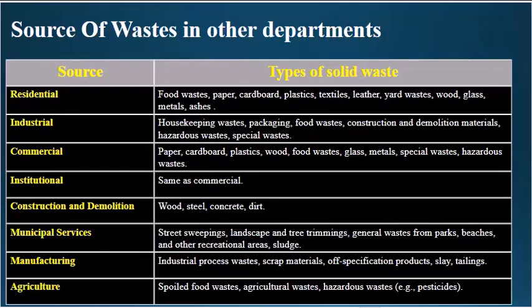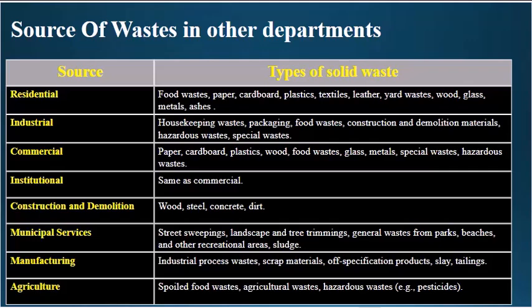Source of wastes in other departments. The source of wastes in other departments can be categorized by the following. Residential wastes include food wastes, paper, cardboard, plastics, textiles, leather, yard wastes, wood, glass, metals, and ashes. Industrial wastes include housekeeping wastes, packaging, food wastes, construction and demolition materials, hazardous wastes, and special wastes. Commercial wastes include paper, cardboard, plastics, wood, food wastes, glass, metals, special wastes, and hazardous wastes. Institutional wastes are the same as commercial.